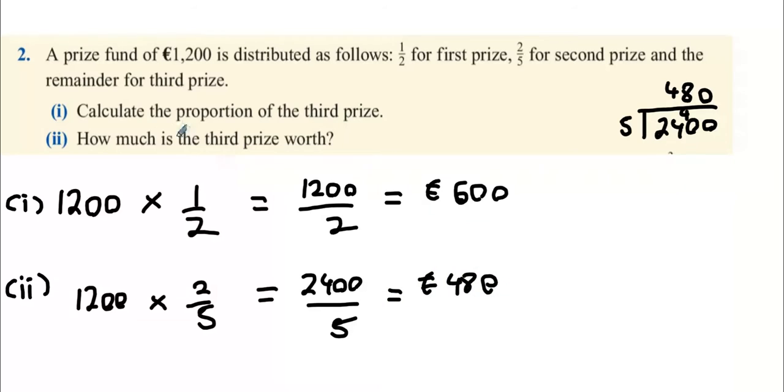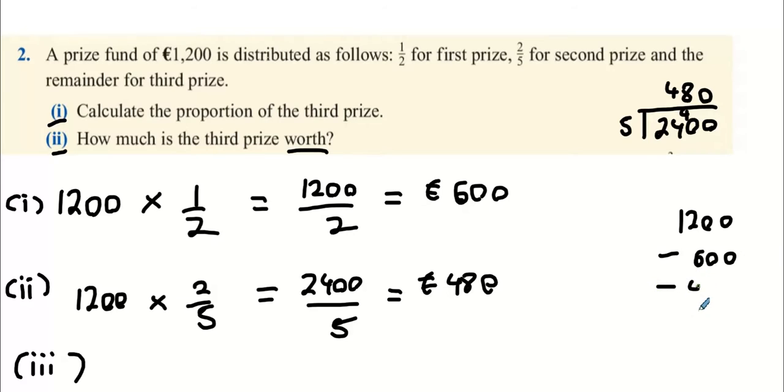Now, there are 2 ways to calculate these 2 questions. The first way, for part 1, is to calculate how much the third prize is worth by simply taking away. You could take your €1,200, take away 600, and then take away your 480, and what you'd be left with would be €120, I believe. Yeah, it would be 120. So let's do it one at a time.